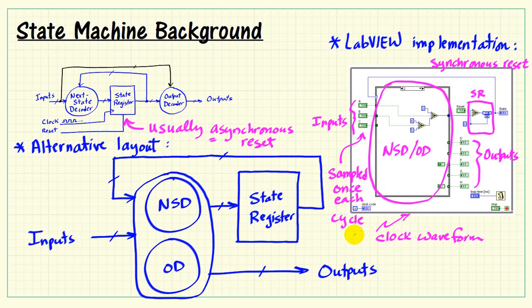Now it's important to realize that the inputs are sampled once each clock cycle. And that sampling effectively means that we have an additional register embedded between the external inputs and the combinational logic. And these registered inputs impose a one cycle delay. And it's important to realize that delay.